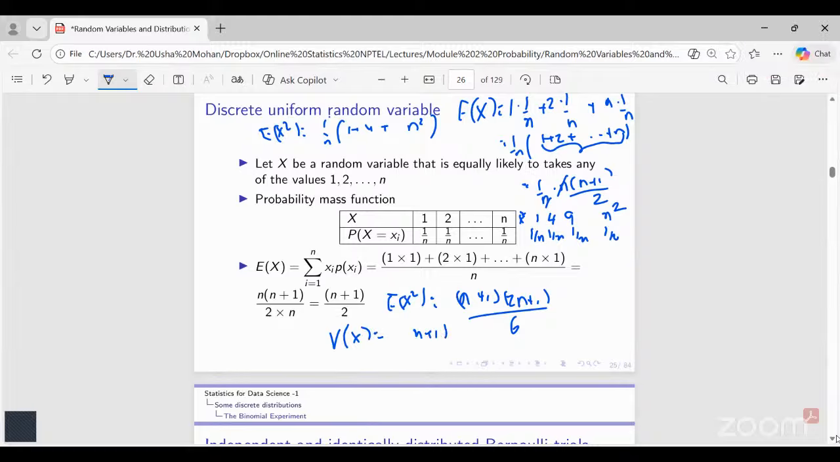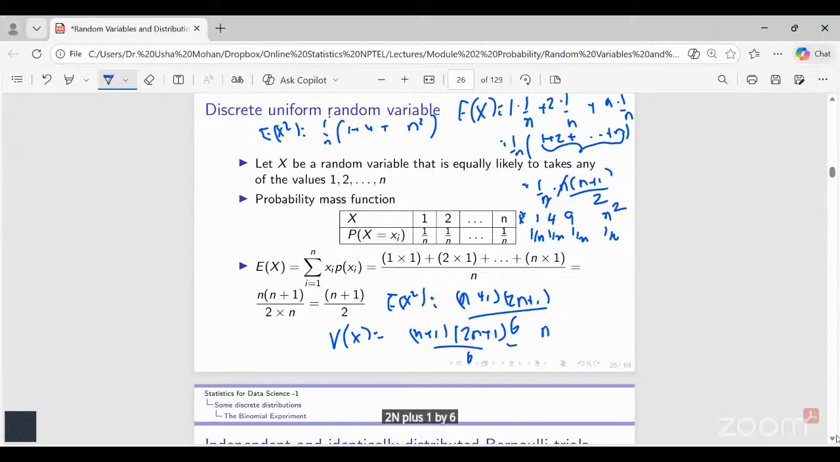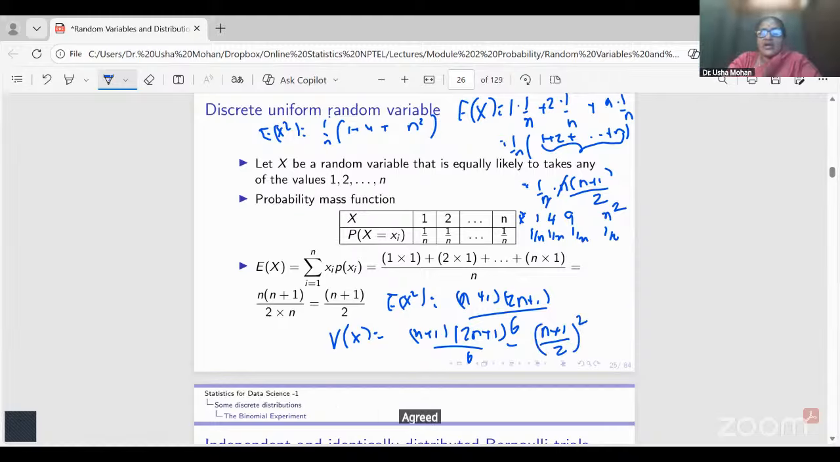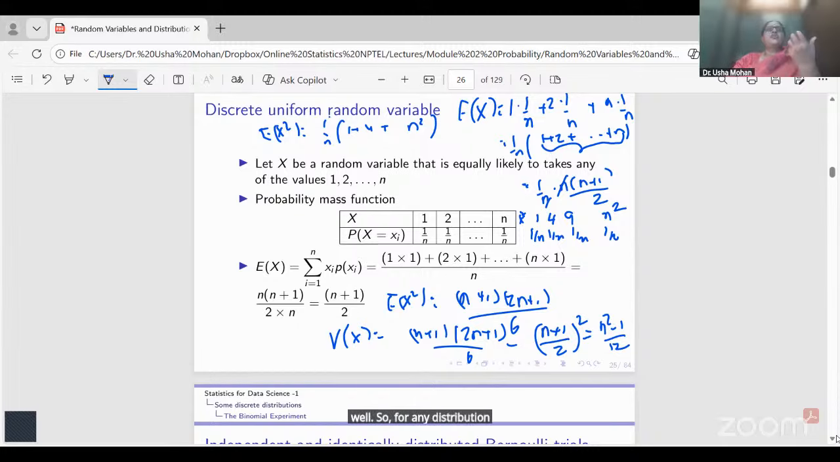n plus 1 by 2, 2n plus 1 by 6, minus n plus 1 by 2 whole square. Agreed? I'll leave it as an exercise that you can verify that it is n square by 1 by 12. So for any distribution, we can find out what the probability mass function is.